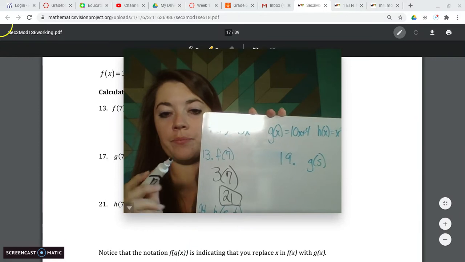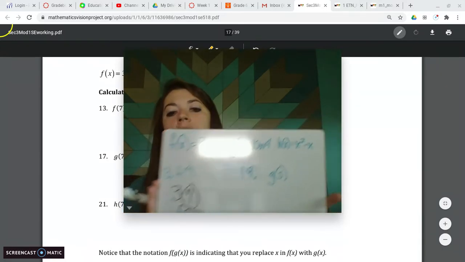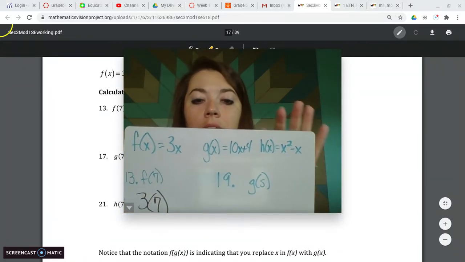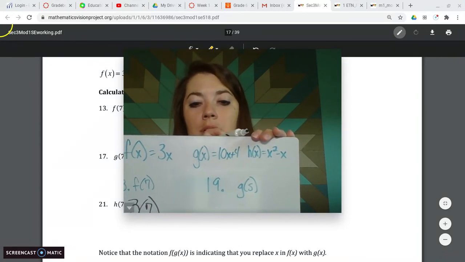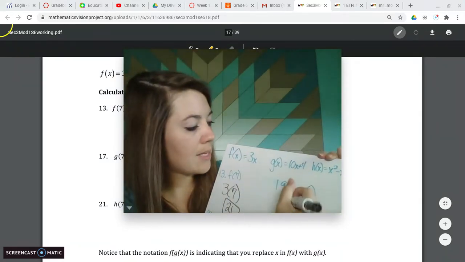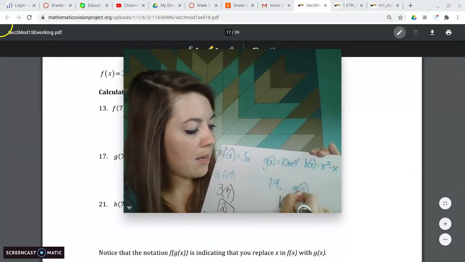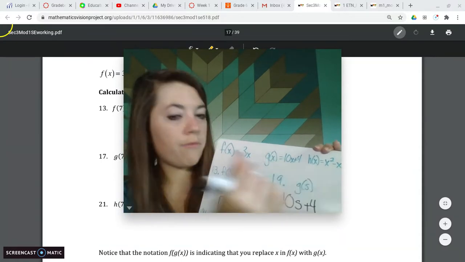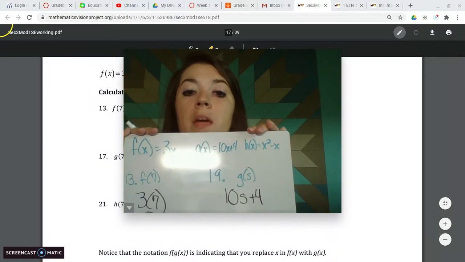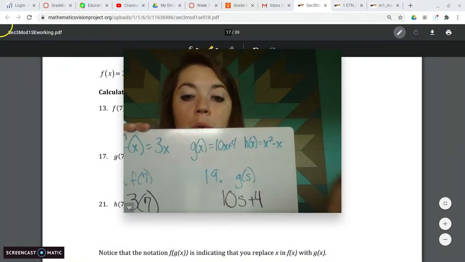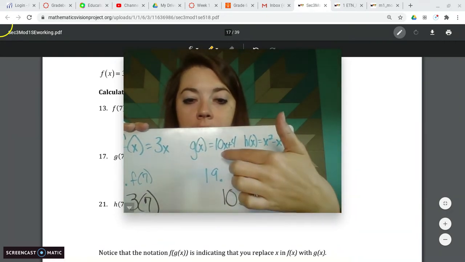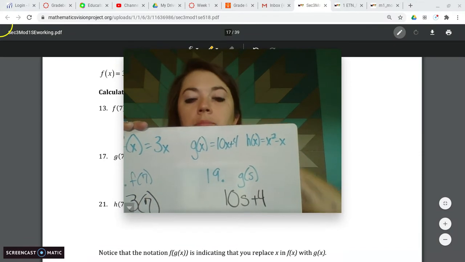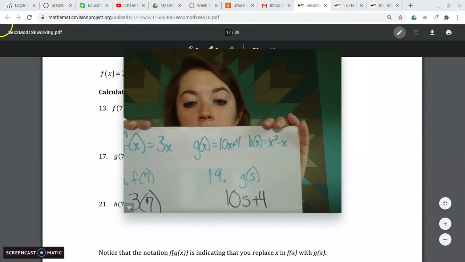All right, for 19, we have g of s. Our g of x function is 10x plus 4. So we're going to plug s in for x. So we have 10s plus 4. Once again, there's nothing we can do to simplify this. If this would have been a whole number, we would have taken whatever number was in here, multiplied it by the 10, and then added 4. But in this case, it's just 10s plus 4.